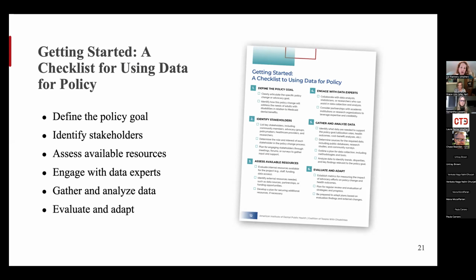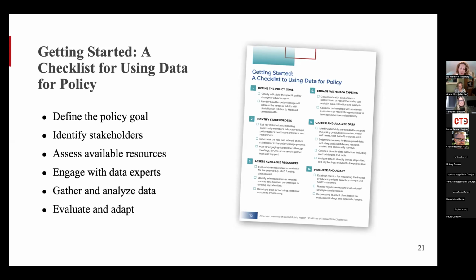The other part of the toolkit is a quick getting started guide, a checklist for using data and policy. If it's feeling overwhelming, or you haven't done this before and you're not sure where to start, this is a really quick space where you can see what you can do to get started. The first piece is defining the policy goal. This is coming together with your organization and your community and clearly articulating your specific policy change or advocacy goal, what you're trying to do.